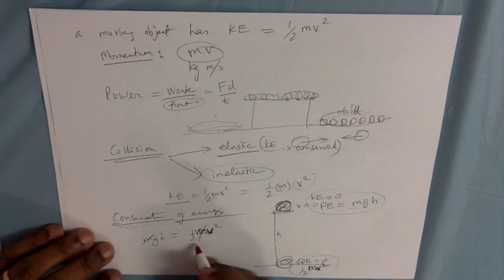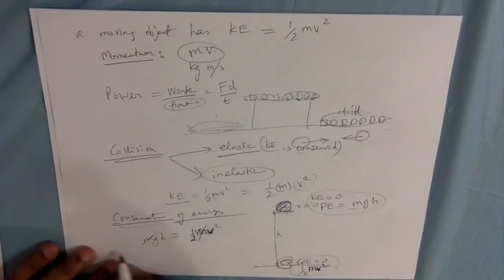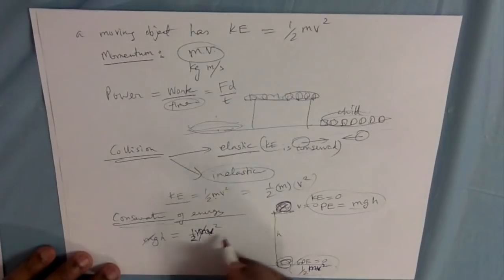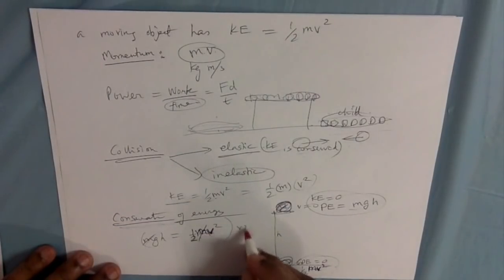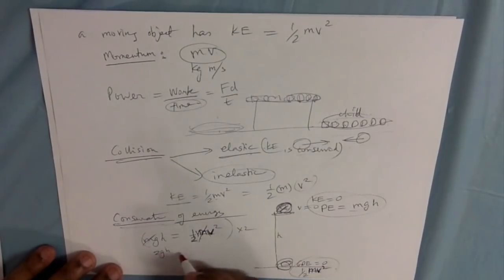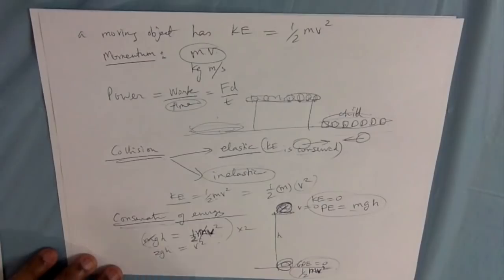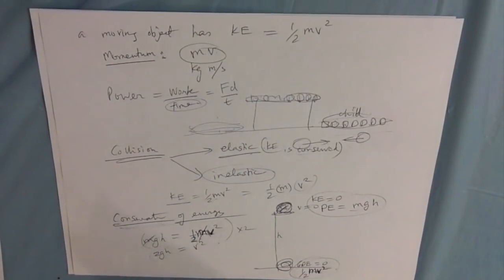So mgh is equal to half mv squared. The mass cancels, and you can see this half. What should I do to get rid of the half? Multiply the whole equation by 2. So I get 2gh is equal to v squared. Then square root the answer, and that will be the answer. So make sure you know how to do this.